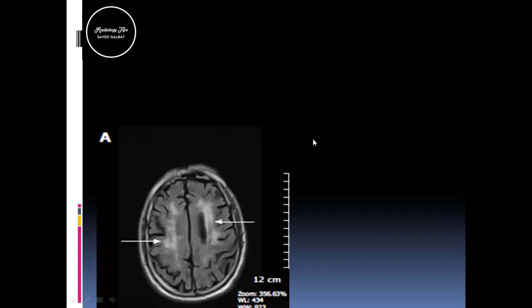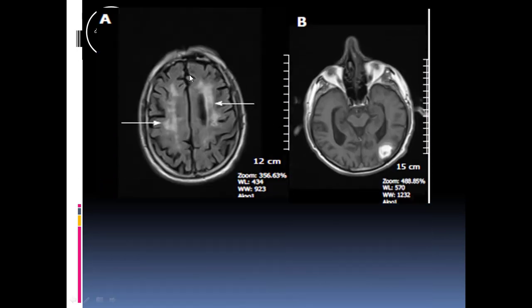So if you look at this patient, this is FLAIR and this is T1, you can see an area of bright signal intensity denoting hemorrhage in the left occipital lobe. And this is a periventricular bright signal intensity, what we usually call small vessel disease related changes.